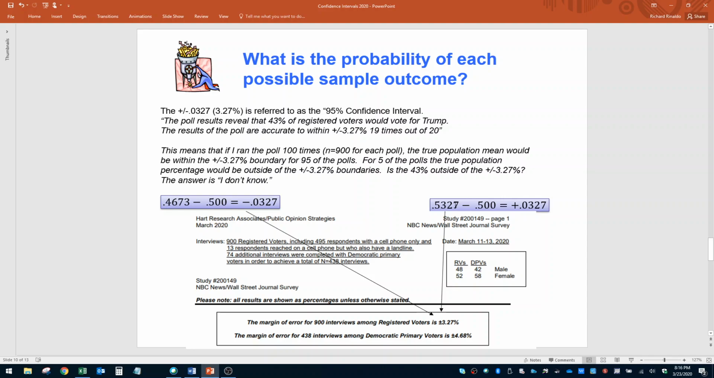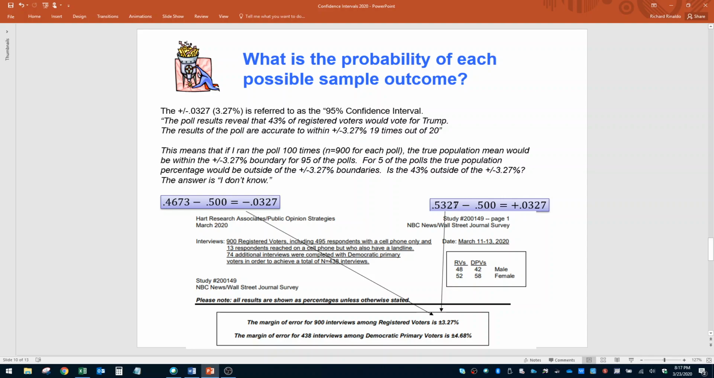And my answer is, I don't know. All I know is, if you ran this thing 100 times, I'd have a different polling result for probably each of the 20 times. But for 19 of those times, if I said, okay, here are the boundaries for the plus or minus 3.27% for that given poll result, whatever it is, the true population mean will be within those boundaries. Do I know whether that's the case for my poll? I don't know. All I can say is, run it 100 times, 95 times it will be within the 95% confidence, within that plus or minus 3.27%.